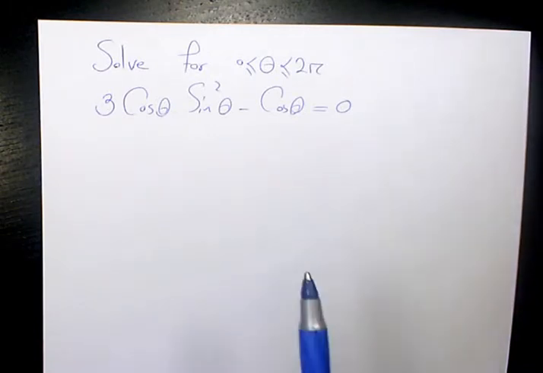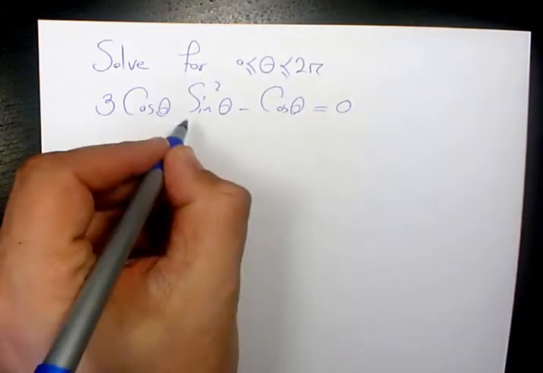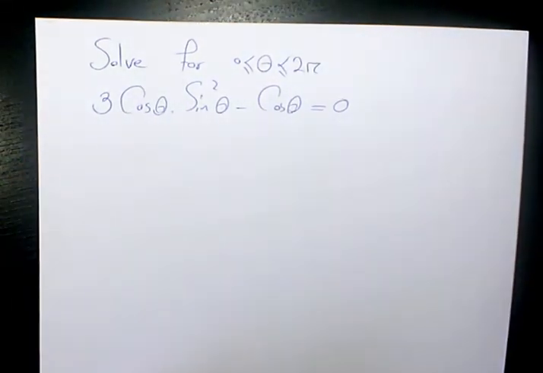I want to solve this trigonometric equation in this video, which is 3 cosine theta times sine squared theta minus cosine theta equals 0. And we need to solve it for theta when theta is changing from 0 to 2 pi.